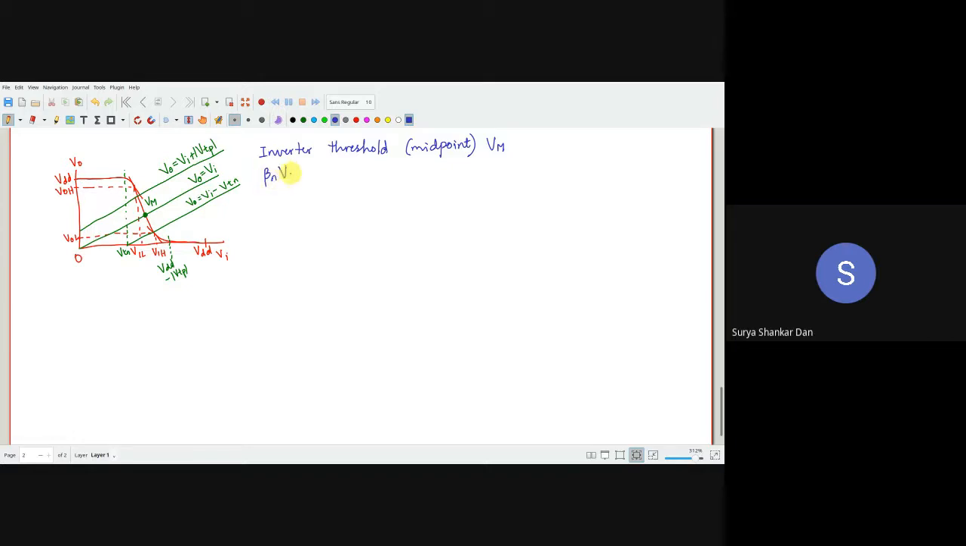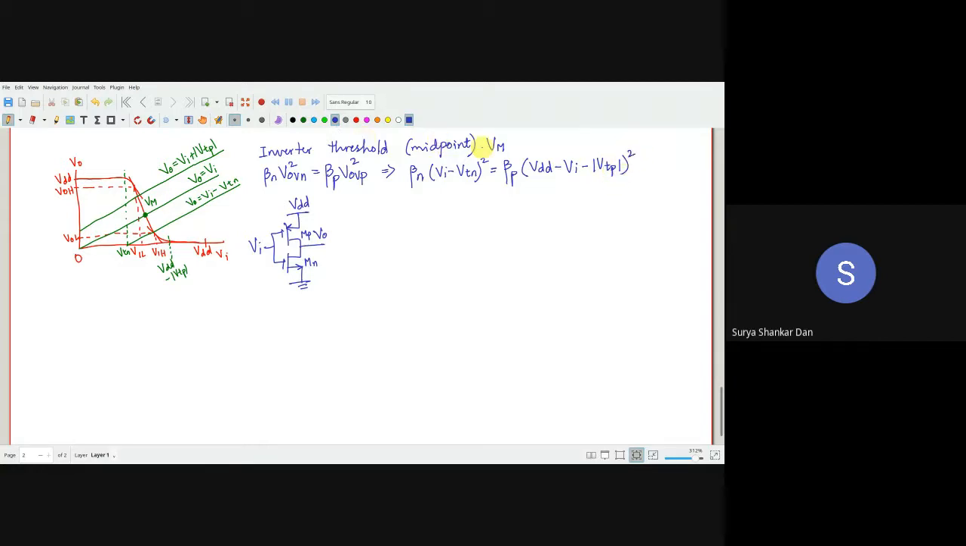So if PFET and NFET are both in saturation, I'll be using the same equations here. Beta N VOVN whole square will be equal to beta P VOVP whole square. I'm again ignoring the channel length modulation term. These are probably revision for you, but let's do it nonetheless. This is MN, MP. What is VOVN? VGSN, that is VI minus VTN whole square, is equal to beta P times VOVP, that is VSGP, which is VDD minus VI minus mod of VTP, whole square.